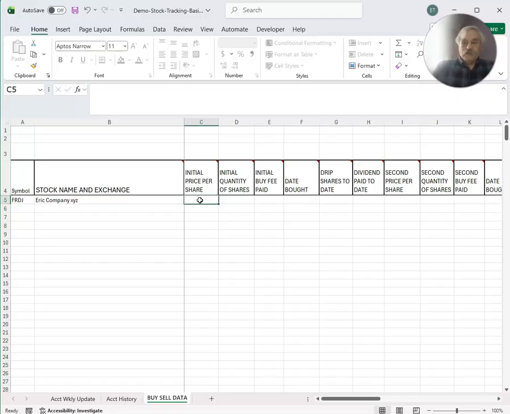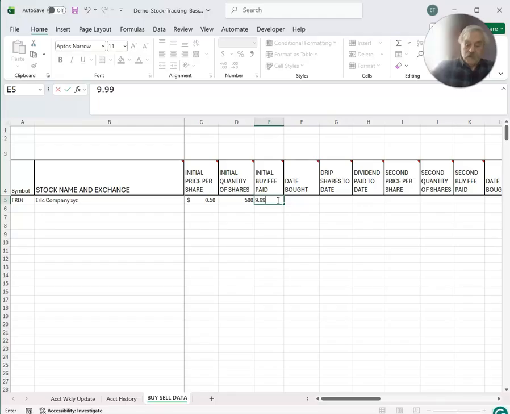Now, the initial price per share is exactly what you paid. So let's say you paid 50 cents a share for your stock and you bought 500 shares. Now, initial buy fee paid. Whatever commission you're paying, put it in here.